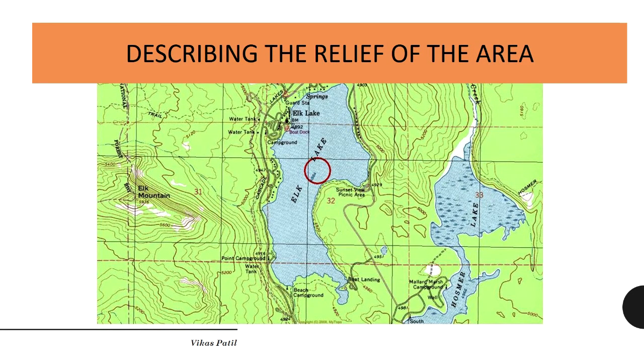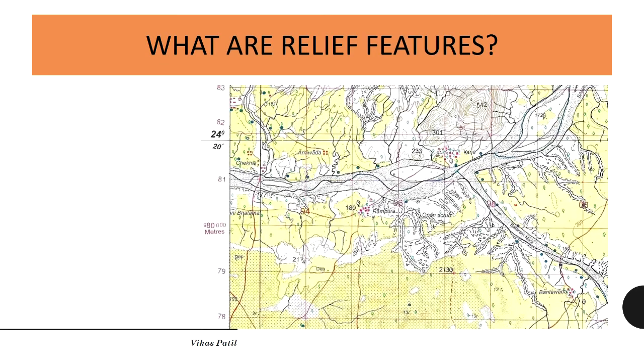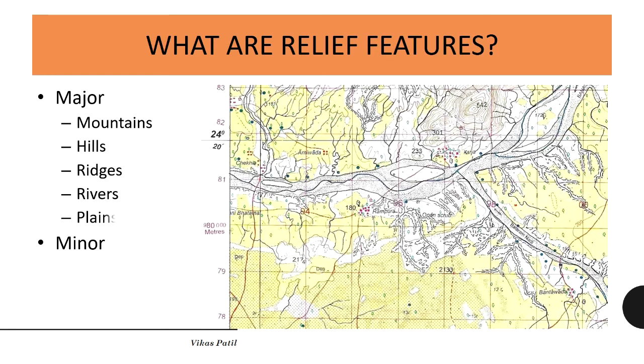Then comes describing the relief of the area. So what are relief features? Well, basically in the map we can have some major relief features and some minor relief features. In major relief features we can find mountains, hills, ridges, rivers and plains. Now these are the major relief features. In minor relief features we can find broken grounds, sand dunes and rock outcrops. These are the minor relief features.